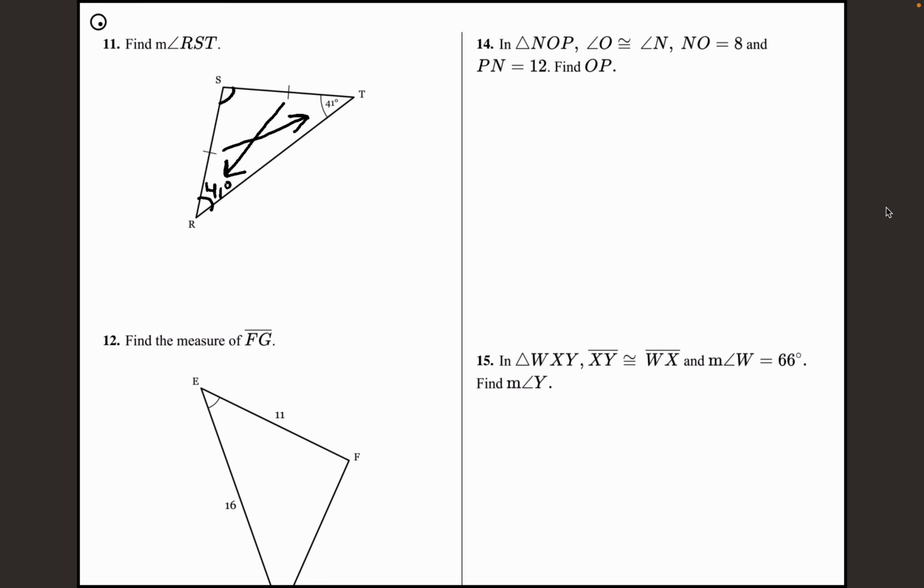Okay? So now in order to find that last missing angle, we just need to add them and subtract them from 180. So what's 41 plus 41? 180 minus 82 is 98. Okay? So that is our missing angle of RST. Let's go to number 12.